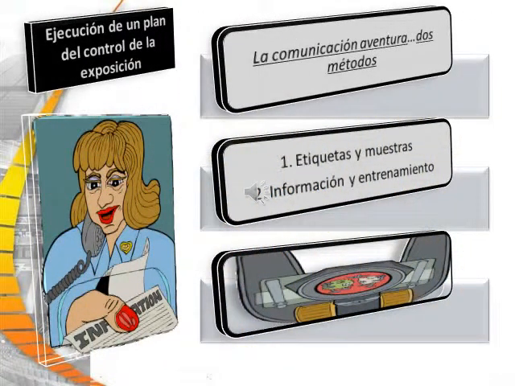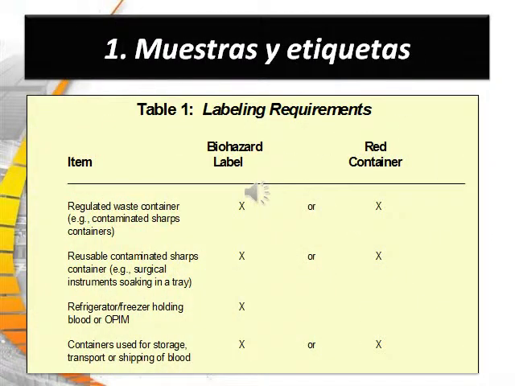Communicating hazards. Two methods. You can utilize labels and signs, or you can do information and training. Here we can see the signs and labels requirements in Table 1, where biohazard labeling or red container are necessary, depending upon the situation.